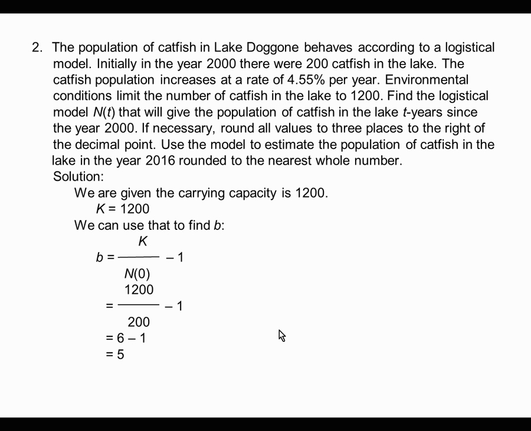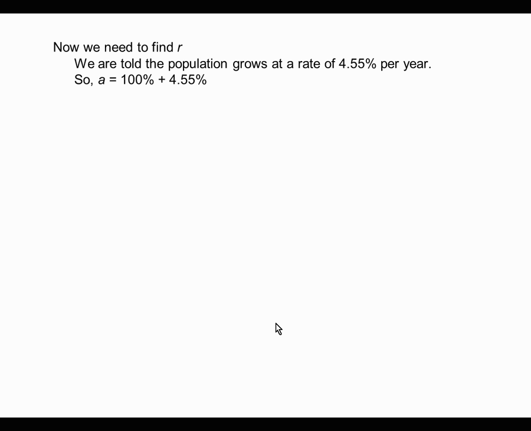The other value we need, we have to find R. We've got K, we've got B, now we're going to find R. We're told the population grows at a rate of 4.55% per year. So A is 100% plus 4.55%. Remember, this is from chapter 4 because we've got growth. It's 1 plus the R. So 104.55%, which as a decimal number is 1.0455.